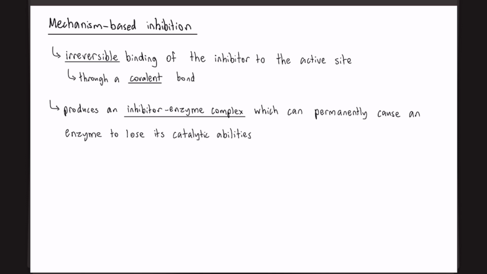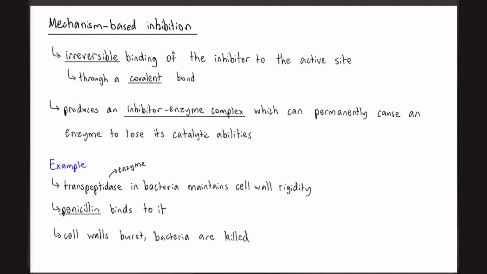Finally, we will wrap up with a key example for mechanism-based inhibition, which is penicillin. So penicillin irreversibly binds to transpeptidase, an enzyme in bacteria that helps maintain the rigidity of the cell wall. When penicillin binds to it, as a result, the stable complex that is formed removes the catalytic ability of transpeptidase, and therefore the cell wall rigidity of bacterial cells is no longer maintained, and bacterial cell walls burst, leading to bacteria dying. And so through this, we can once again see how the concept of inhibition can be used to develop treatments.